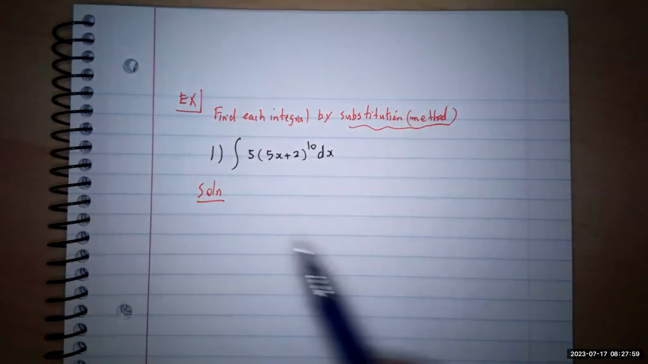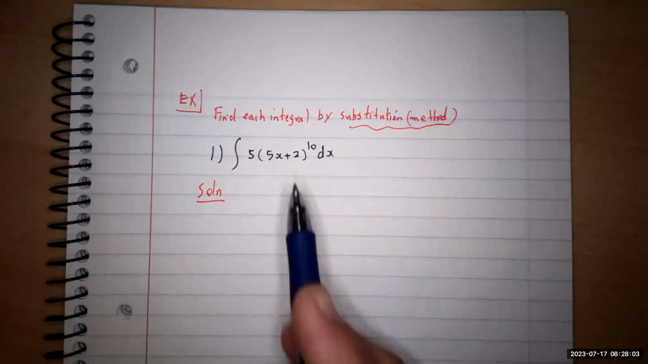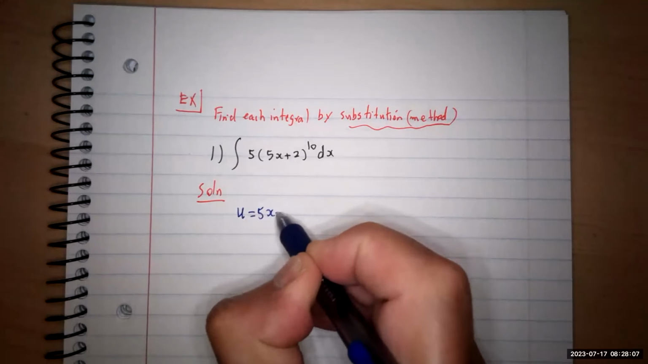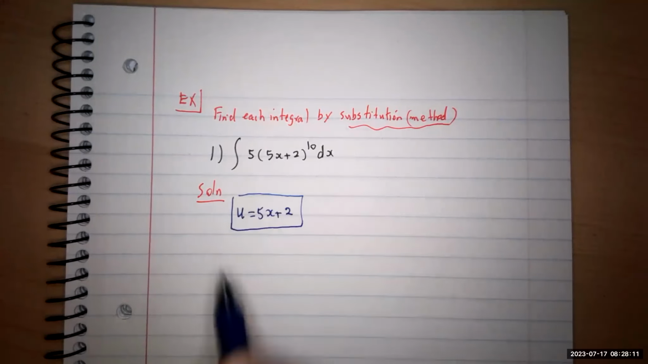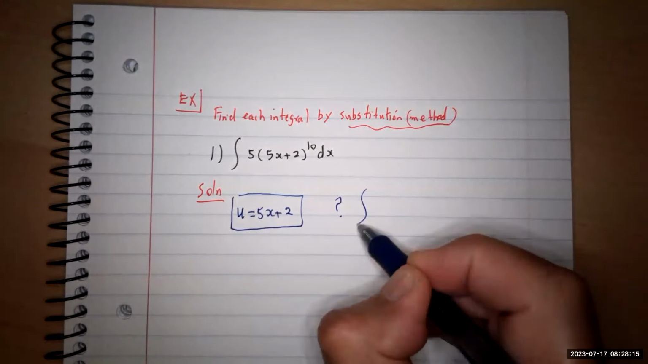You say, oh, I need to do the substitution method. What is my u? The inside. So you identify the u. U is 5x plus 2. As soon as you identify it, you are going to have a target. Your target is you have to change this one into what?